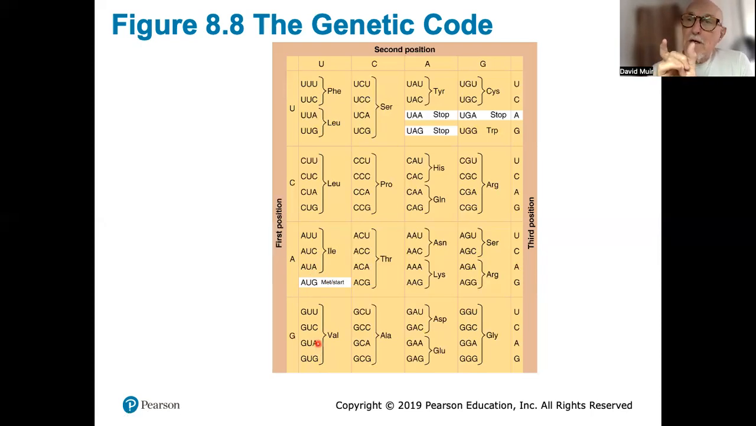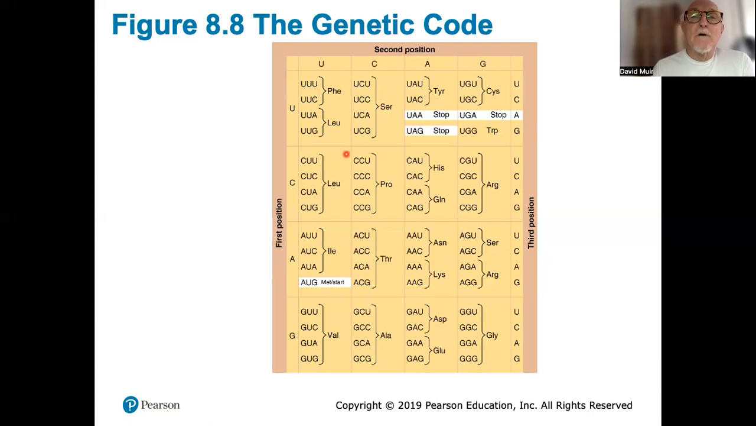That 3 nucleotide sequence in the DNA is called a triplet. It is the DNA triplet. A DNA triplet produces a codon in the transcript. So AAA produced UUU in the messenger RNA transcript.